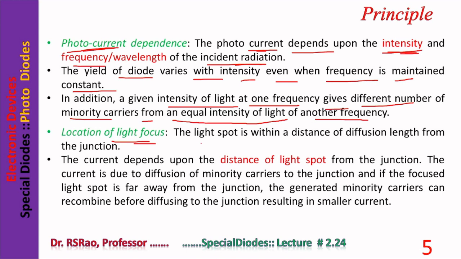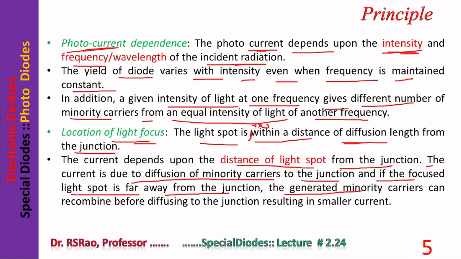Location of light focus. The light spot is required to be within a distance of diffusion length from the junction. The current depends upon the distance of the light spot from the junction. The current is due to diffusion of minority carriers to the junction, and if the focused light spot is far away from the junction, the generated minority carriers can recombine before diffusing to the junction, resulting in a smaller current.